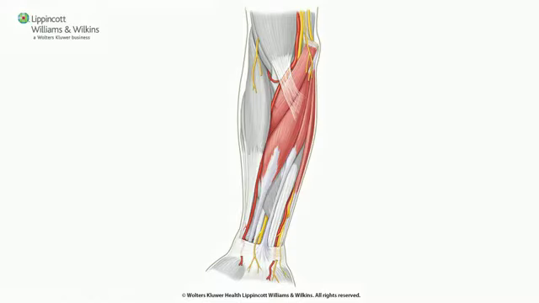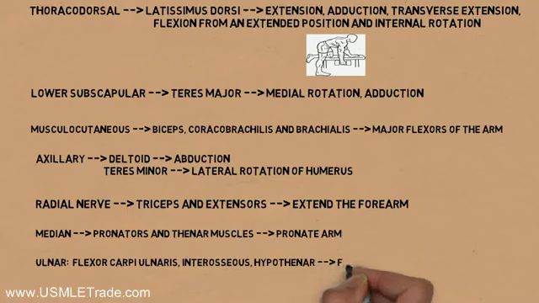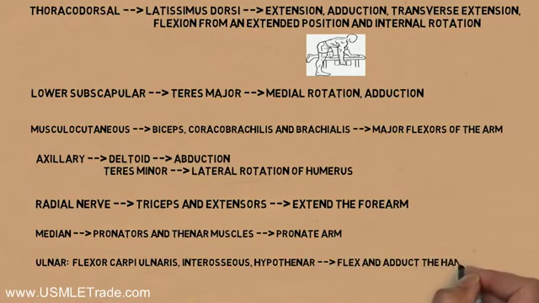Ulnar nerve, so flexor carpi ulnaris, interosseous muscles, and your hypothenar muscle. So in the forearm, the ulnar nerve acts to flex and adduct the hand. And the hand, again, we'll cover in more detail when we go through the pathology. Okay, so that's another review of the upper extremity nerves and the muscles, and we've also labeled the brachial plexus. All right, so make sure that you can label the brachial plexus and know what muscles are innervated by those nerves of the brachial plexus.